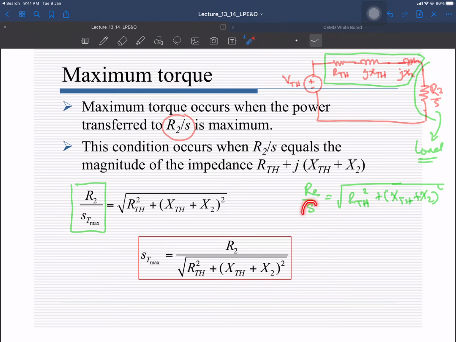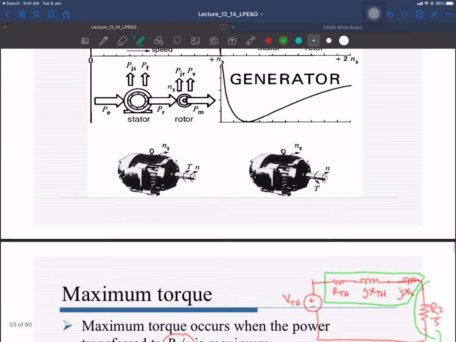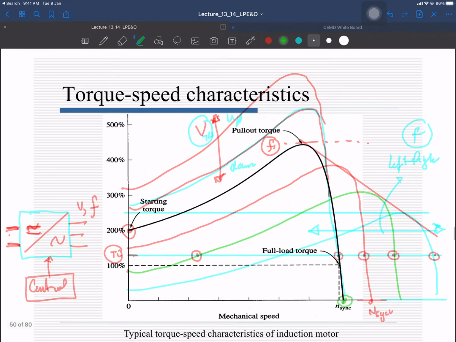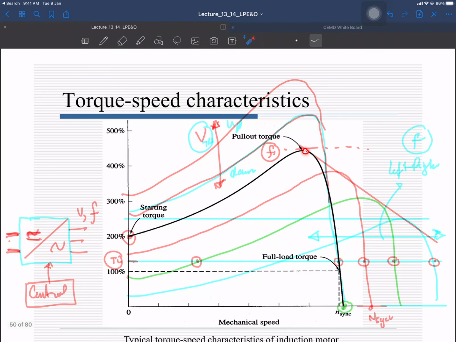So what will be this S? If this condition is there, that R2 by S is equal to this part, it means your power is maximum, and if your power is maximum, it means your torque is maximum. So this is the slip corresponding to the maximum torque. So we are going to write T max with that one, that you can see over here. This is not the maximum slip, this is the slip corresponding to the maximum torque, and where it will be there in your torque speed curve. If I go back and look at the torque speed curve over here, the maximum torque is this one, that is said to be the pull out torque. So the slip corresponding to that one is S T max, the slip corresponding to the maximum torque.